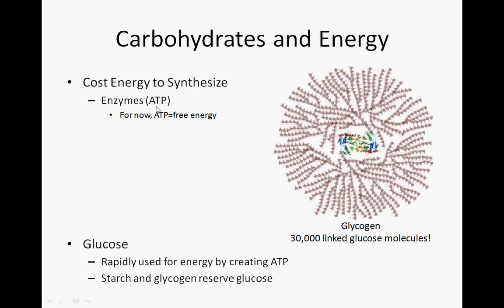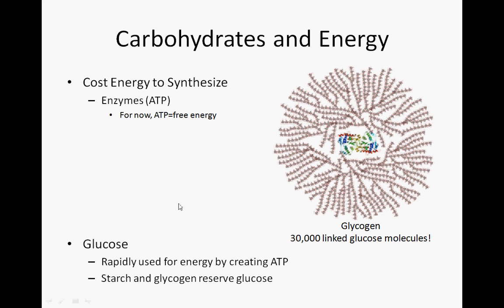For now, how I want us to think about it is that individual units of free energy are represented by a molecule called ATP. We'll learn a little bit later how ATP is actually synthesized and why it's such a good shuttle for free energy. But for now, what I want you to know is that individual glucose molecules are the input needed to synthesize ATP, to synthesize these units of energy, and again, we need those units of energy to do just about everything that a cell needs to do.